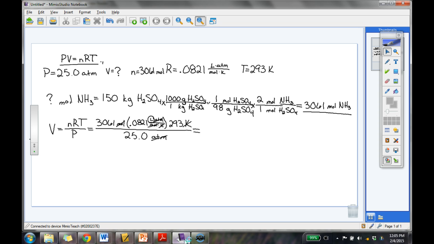That gives us 2,945 liters. However, remember that in this step, we only had 2 significant figures. That means in our answer, we can also only have 2 significant figures. So that will end up being 2,900 liters of NH3.